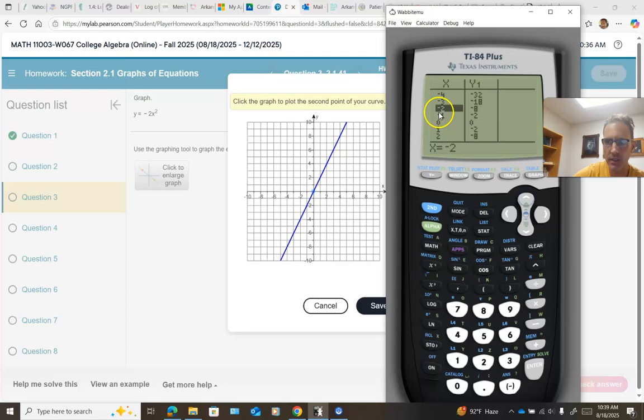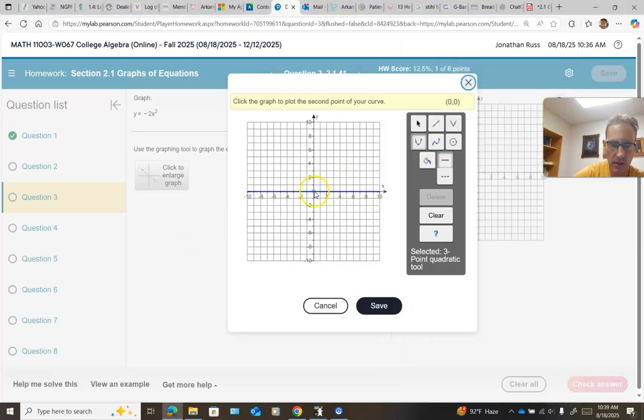Why don't we do this one, negative 2, negative 8. Okay, so I'm going to start here. I'm going to go to the left 2 and then down 8. Remember, you're not clicking until you get your cursor where you want to put that point.